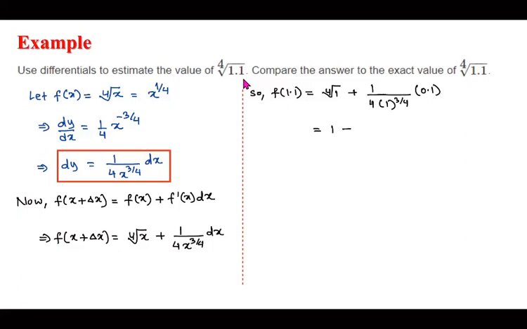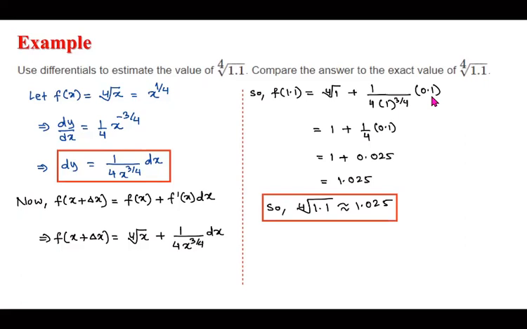And we can simplify that. Fourth root of 1 is 1, plus 1/4 times 0.1, which is equal to 1 plus 0.025, or we get 1.025. So that means the approximate value. So you should know the meaning of that. The fourth root of 1.1 is approximately 1.025. That is the approximate value of the fourth root.